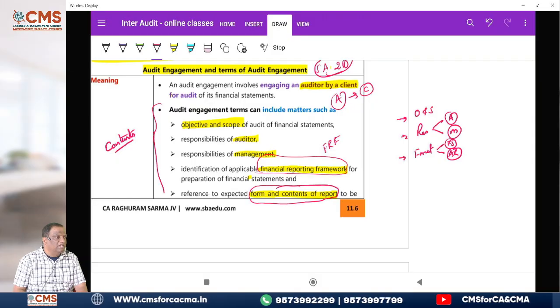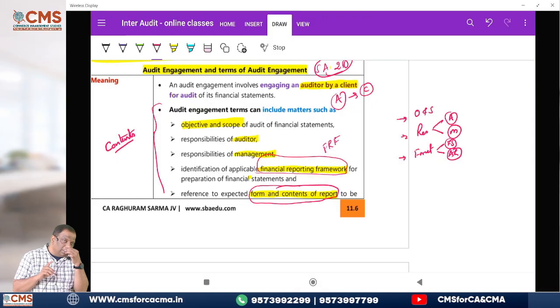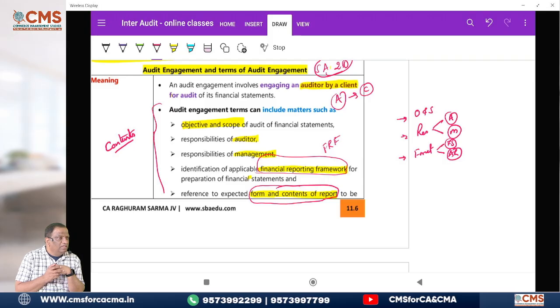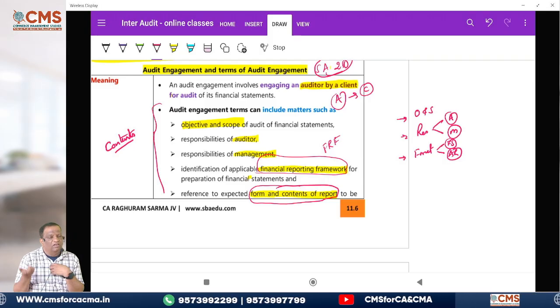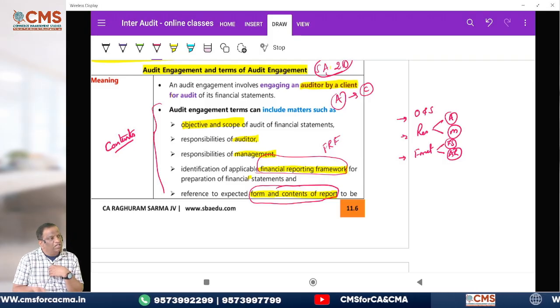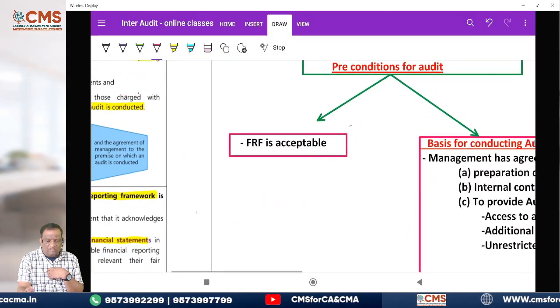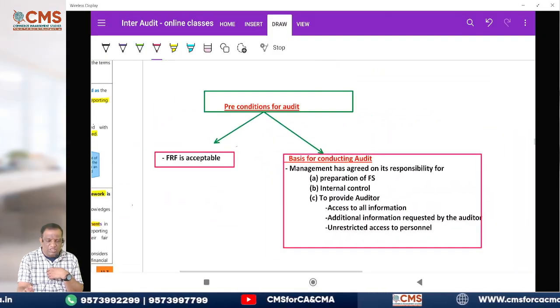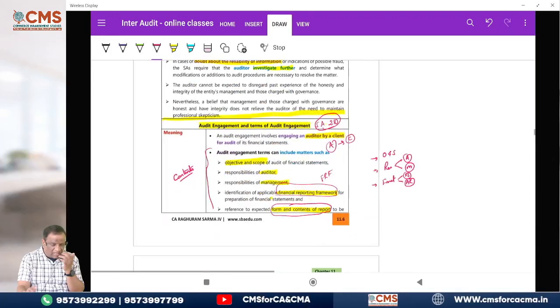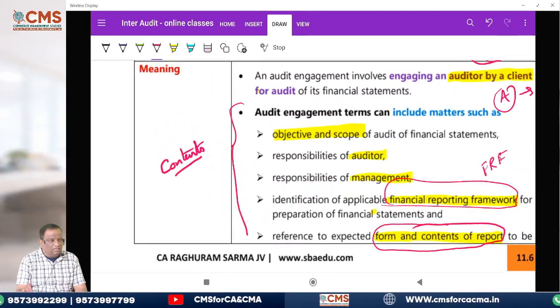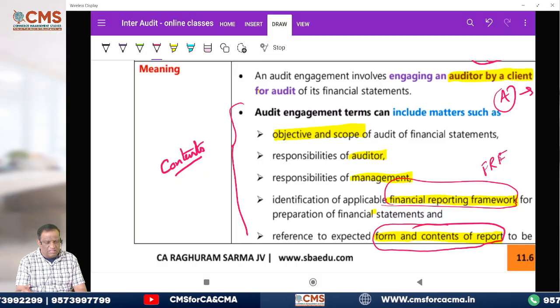assignments. Now, when I say audit engagement, 2 parties are involved, the auditor and the client. Who will issue this engagement letter to whom? Whether the auditor will issue it to the client or the client will issue it to the auditor. The auditor is issuing it to the client. Then what are the contents of this one, and what are the preconditions? If we talk about the contents of the engagement letter, it's a small, routine, simple standard.